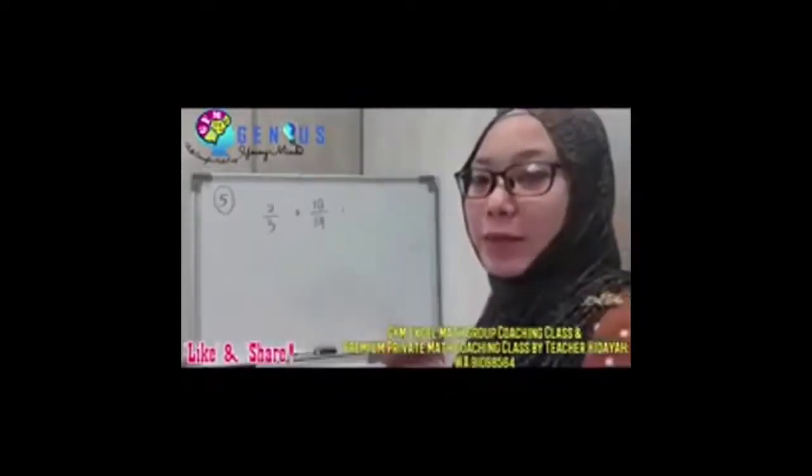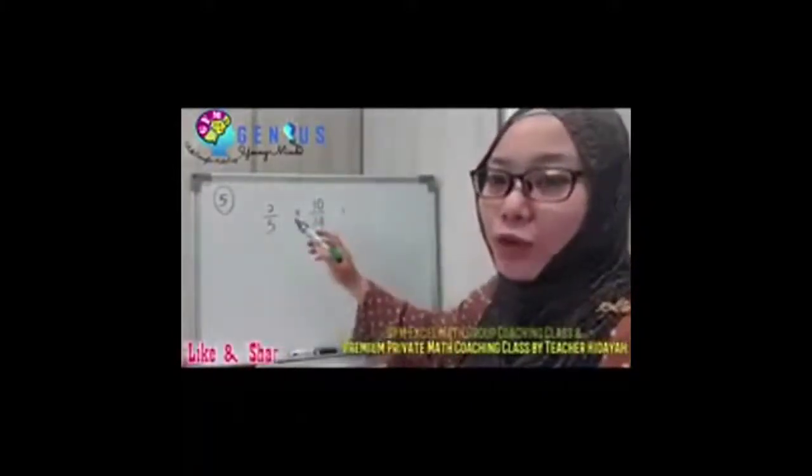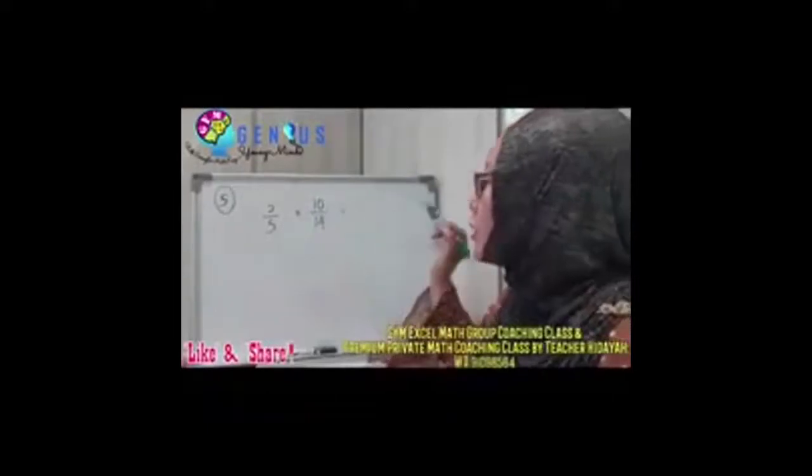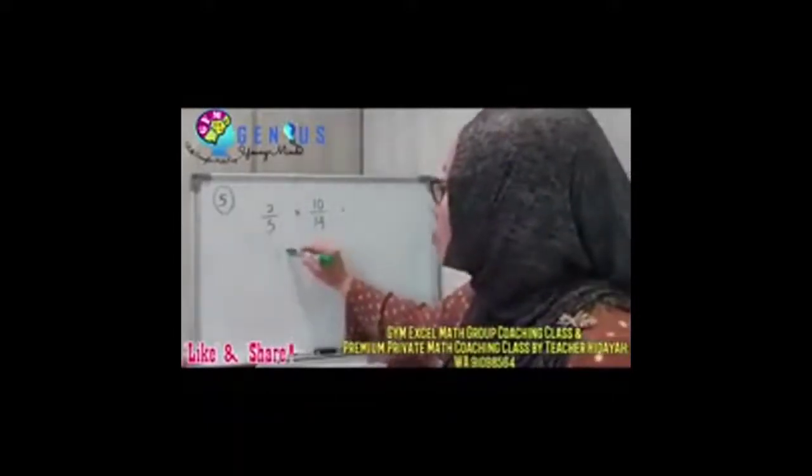Understand? Okay, here's tip number 5 for fractions. So when you have multiplication of fractions like that, 2 over 5 times 10 over 14, first step is to look crosswise, which means this way.